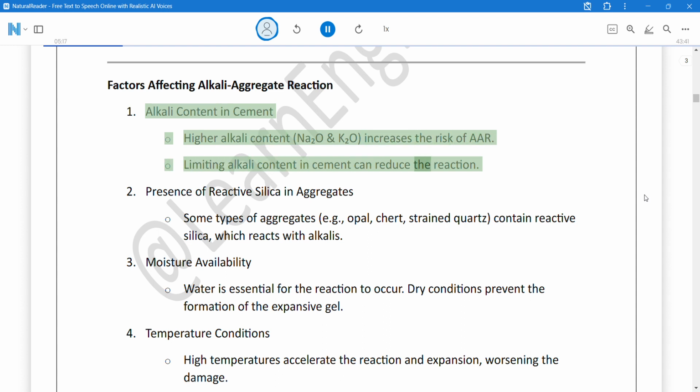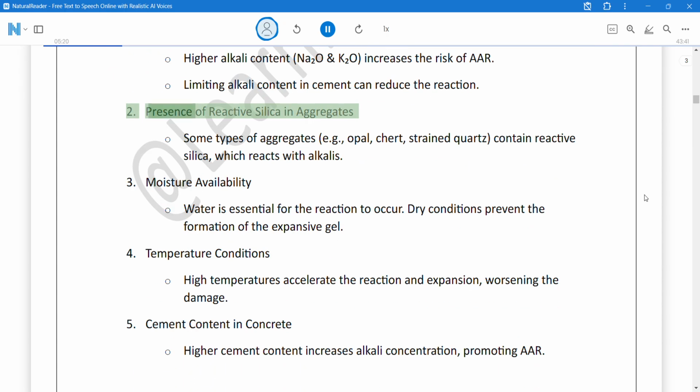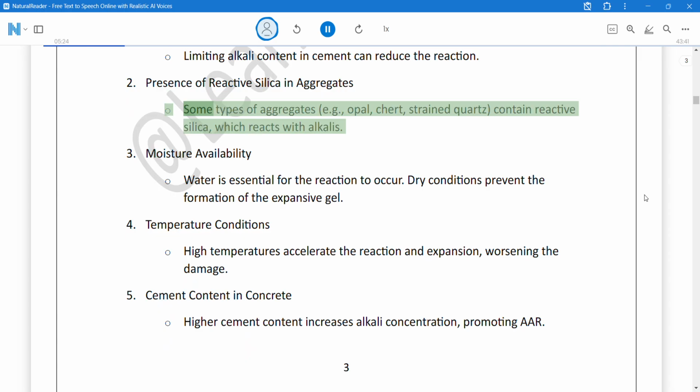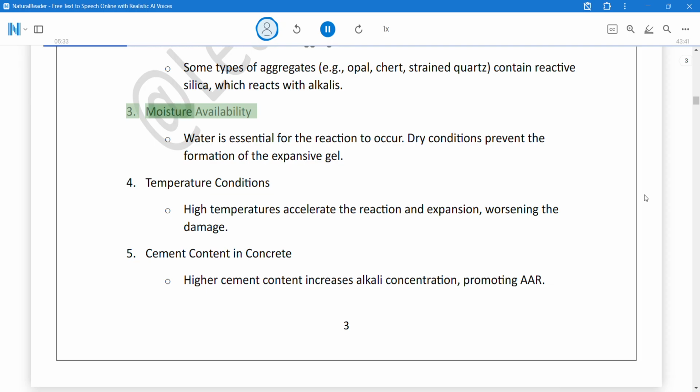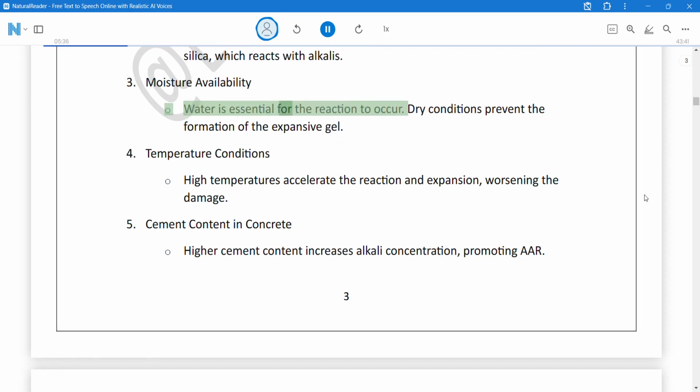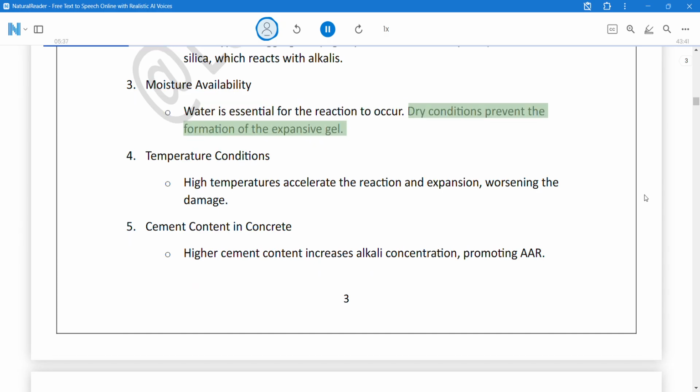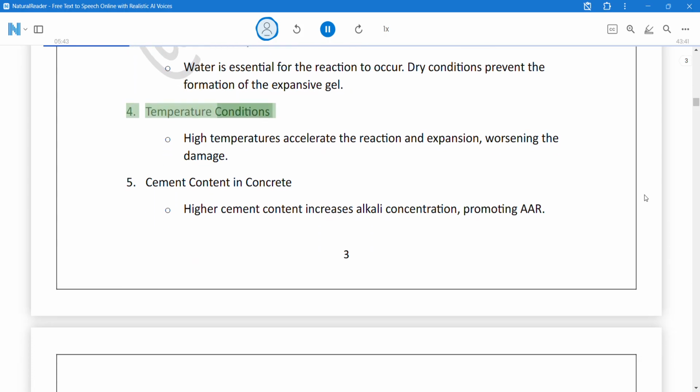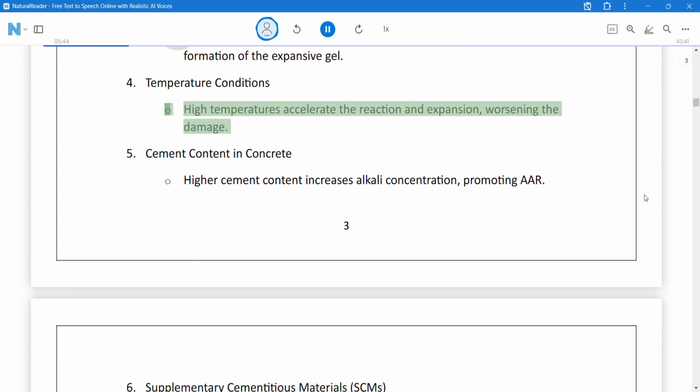2. Presence of reactive silica in aggregates. Some types of aggregates contain reactive silica, which reacts with alkalis. 3. Moisture availability. Water is essential for the reaction to occur. Dry conditions prevent the formation of the expansive gel. 4. Temperature conditions. High temperatures accelerate the reaction and expansion, worsening the damage.